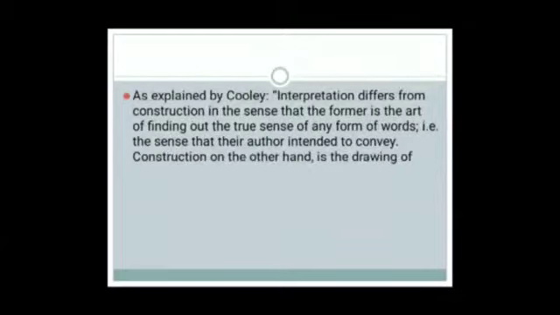Then, according to Cooley, interpretation differs from construction in the sense that the former, that is interpretation, is the art of finding out the true sense of any form of words, that is, the sense that their author intended to convey. Construction, on the other hand, is drawing off.